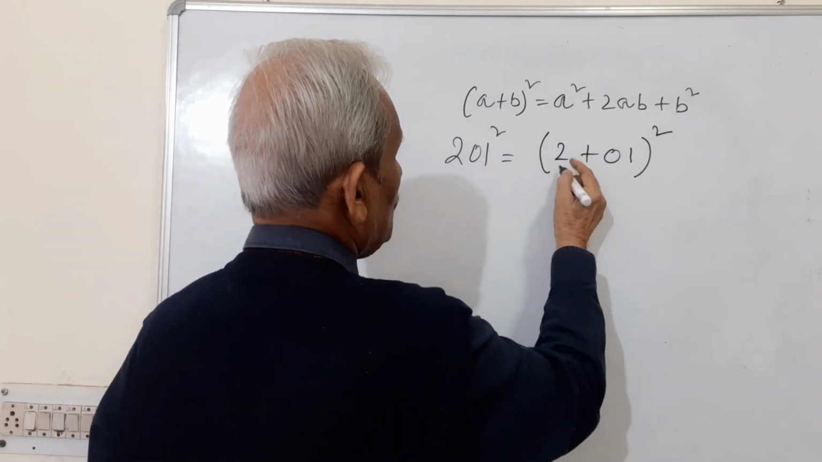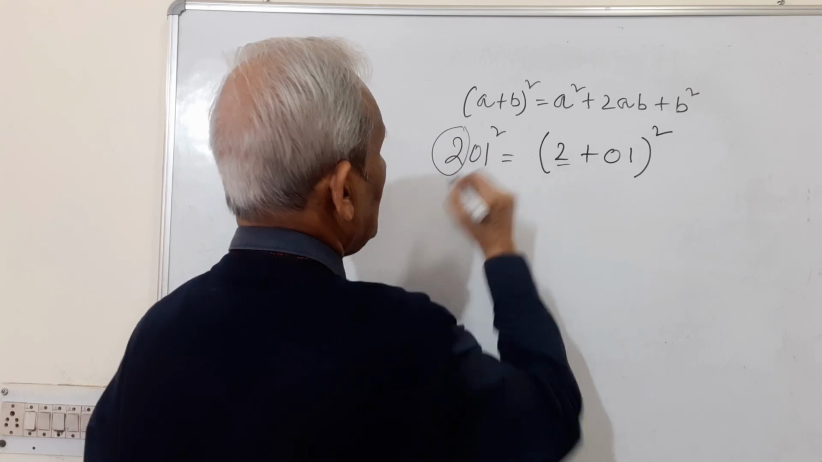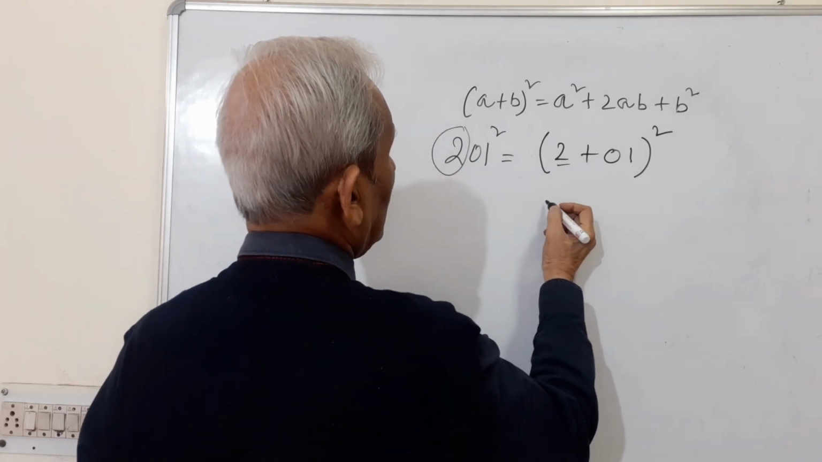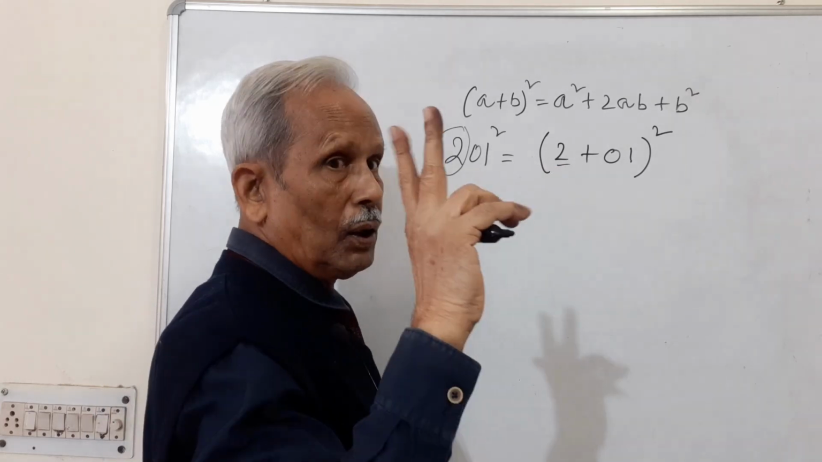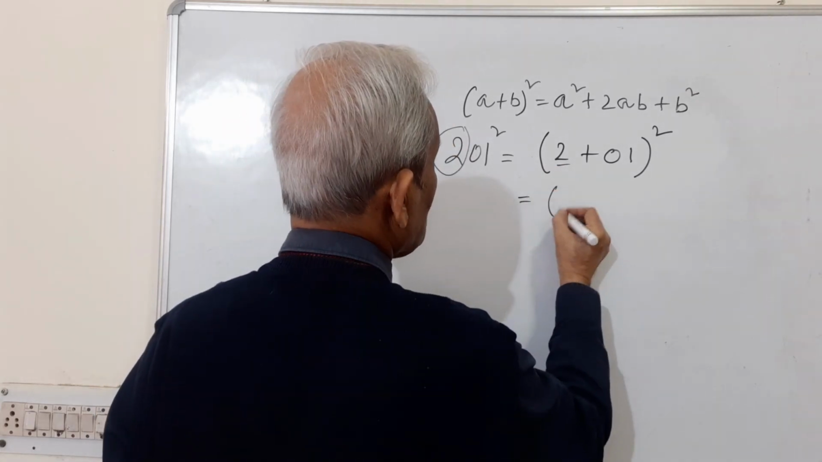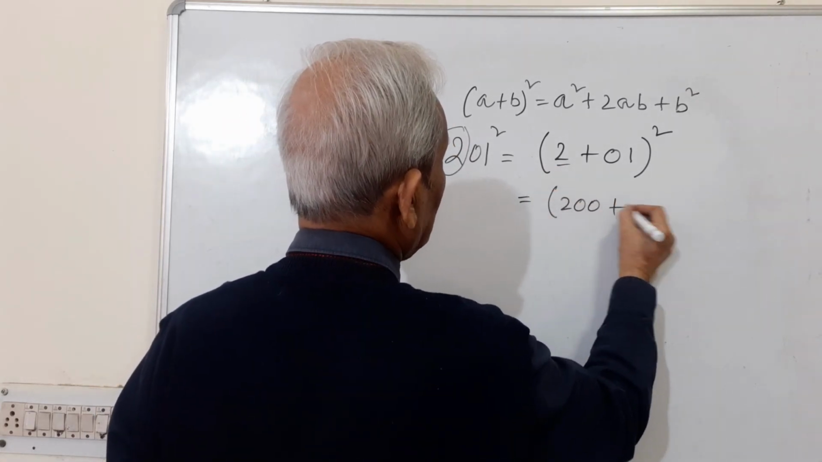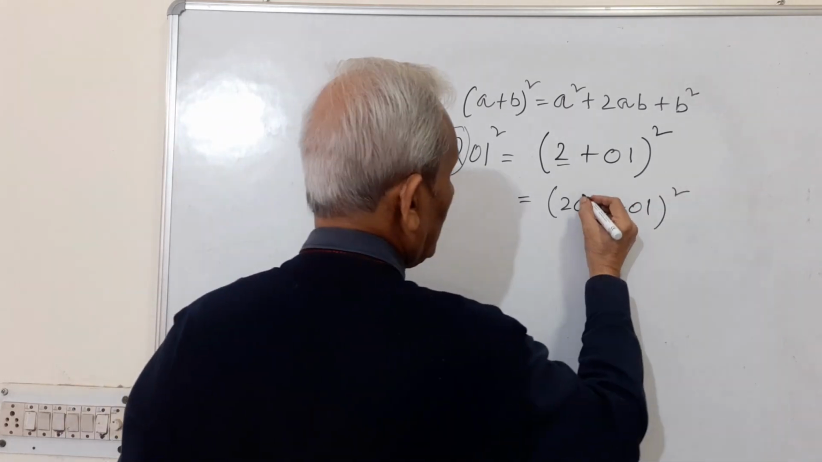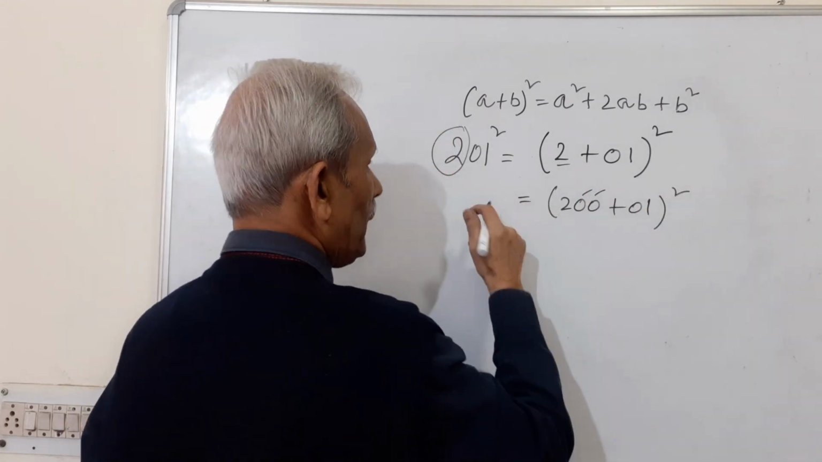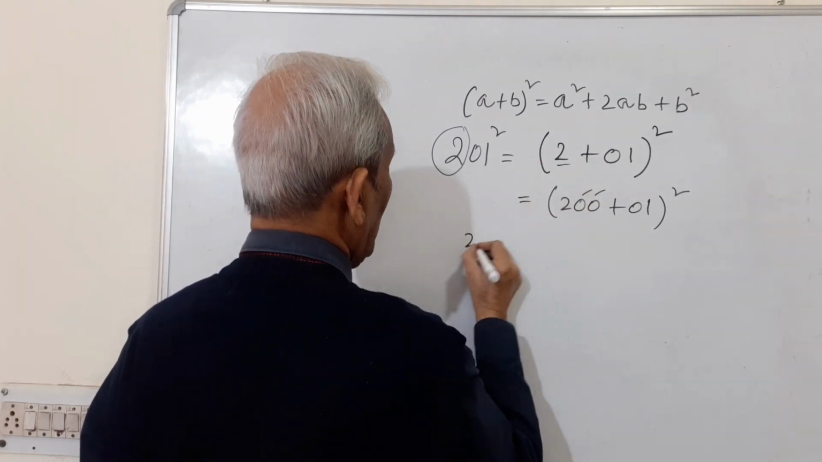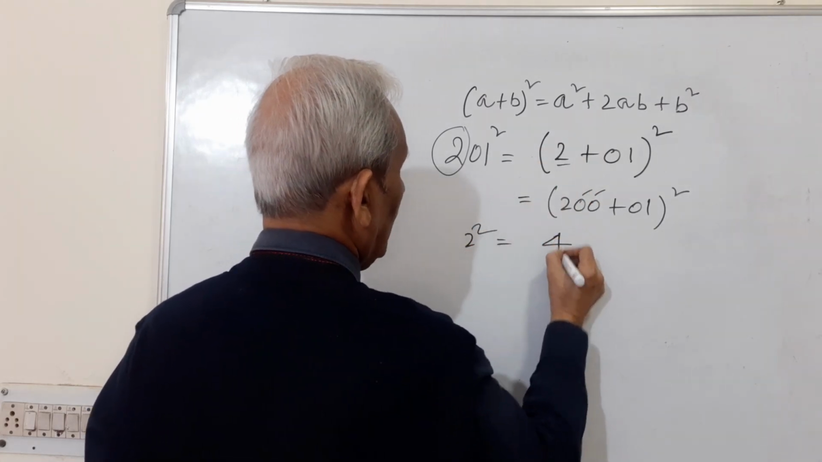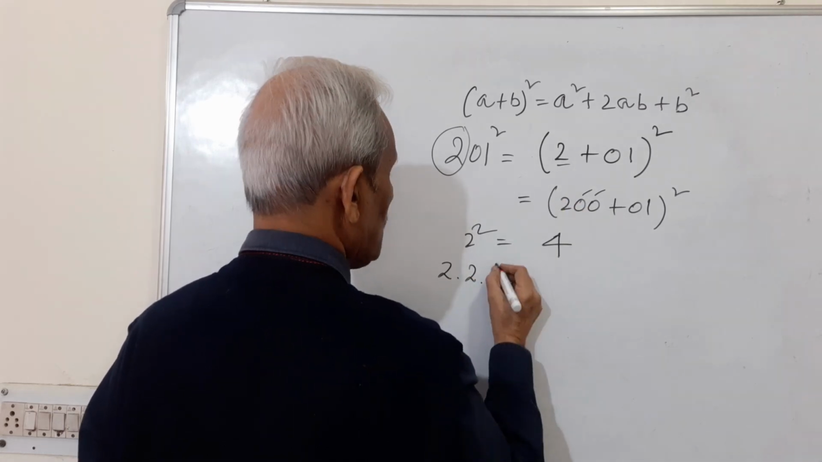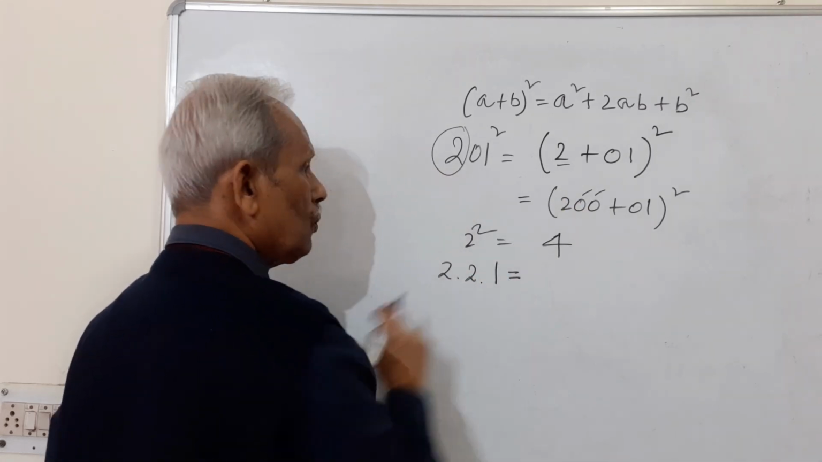I am writing A as 2 and B as 0 1. Now here 2 means it has got 2 zeros in it. Place value is 200 plus 0 1 square actually, so there are 2 zeros in it. Let me do it. 2 square is equal to 4. Then 2 into 2 into 0 1 is 4, and that's equal to 4.